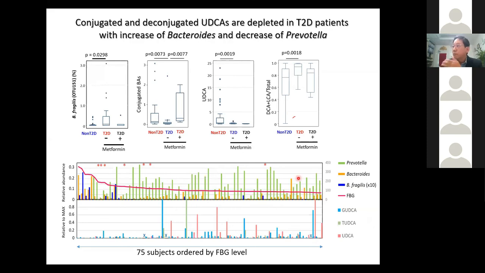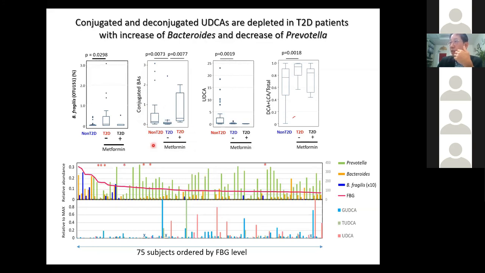So probably Bacteroides fragilis has some very bad functionality to promote diabetes. Okay, and we also have microbiome and metabolome data, and we found these people are highly abundant in the conjugated bile acid, okay, here.